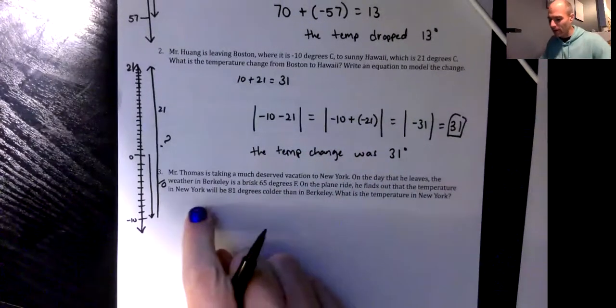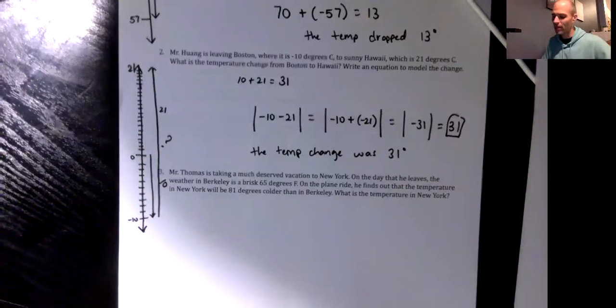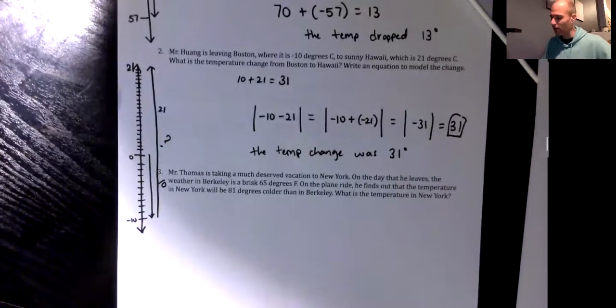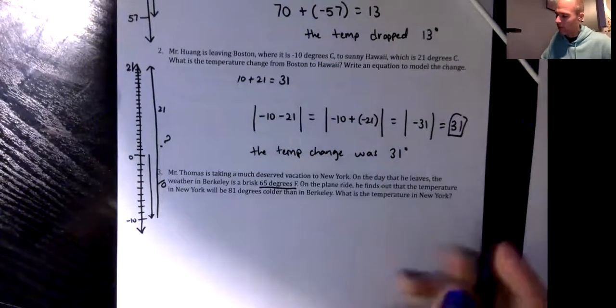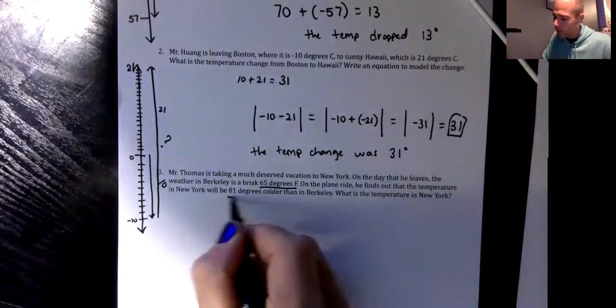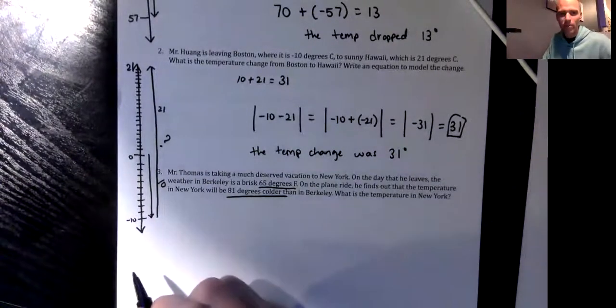All right. Next one says, Mr. Thomas is taking a much-deserved vacation to New York. On the day that he leaves, the weather in Berkeley is a brisk 65 degrees Fahrenheit. But on the plane ride, he finds out the temperature in New York will be 81 degrees colder. What is the temperature in New York?